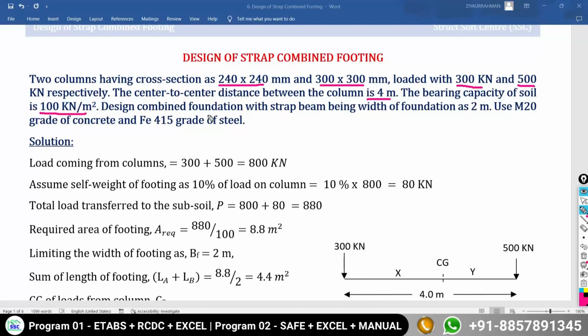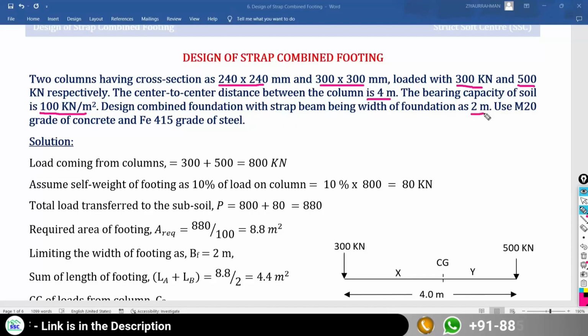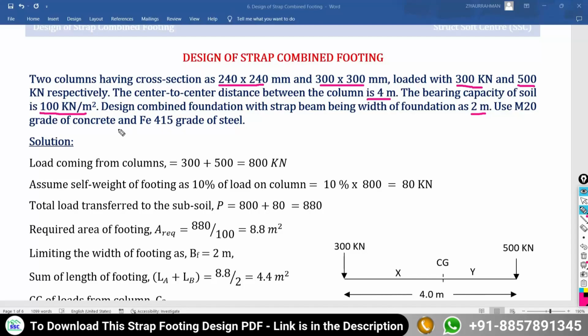We have to design this combined foundation with the strap beam, with the width of the foundation as 2 meter. The grades of the material you have to use are M20 for the concrete and Fe415 for the steel.